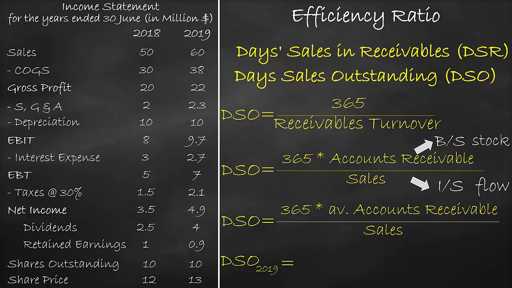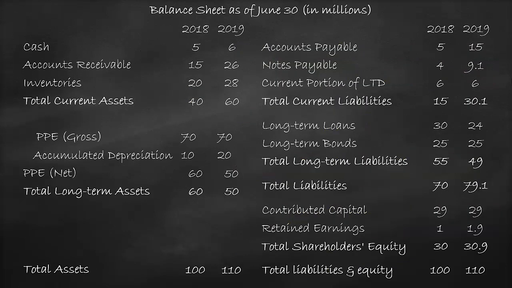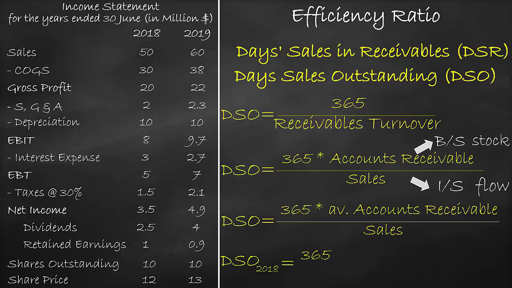Equals 365 times, let's look at the balance sheet for the average accounts receivables in the year 2019 and 2018. We have the accounts receivable of $26 million in 2019 and accounts receivables of $15 million in 2018. So, in our formula, we will multiply by the average accounts receivables of, open bracket, 26 million plus 15 million, close bracket, divided by 2, divided by the sales in 2019 of $60 million, which is equal to 124.71 days.